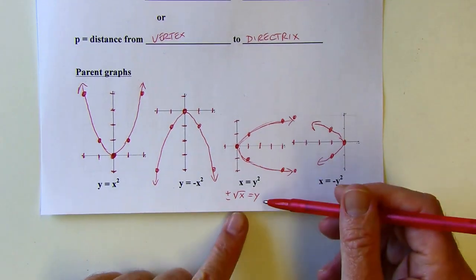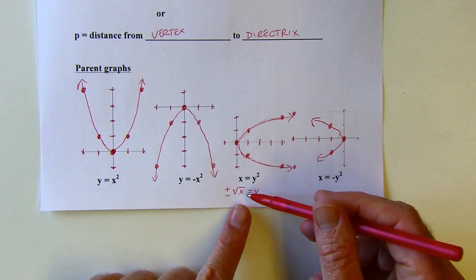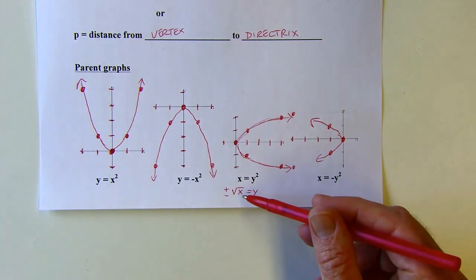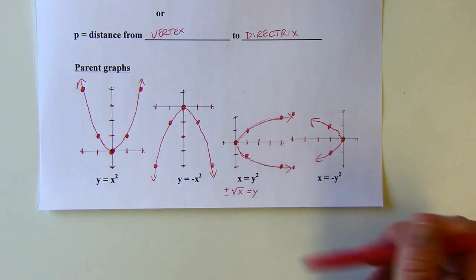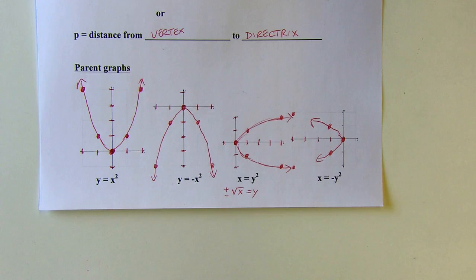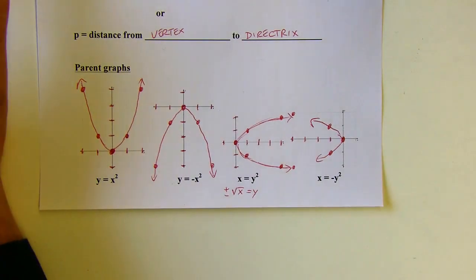So you could try graphing that on a calculator, but you'd have to graph it as two separate functions, one with positive square root of x, one with negative square root of x. Okay. All right, so there's the first page. Let's move on to the next page.